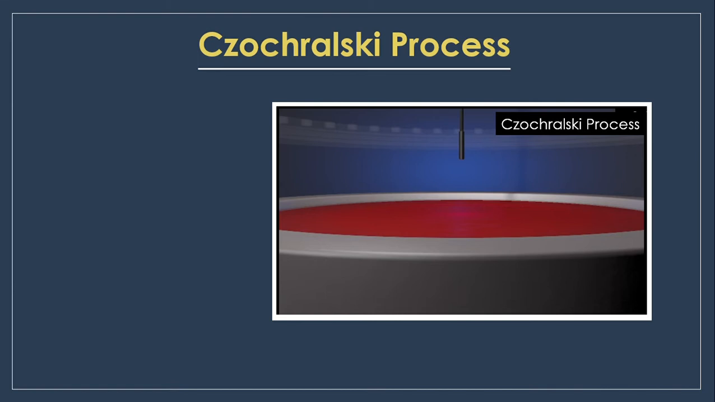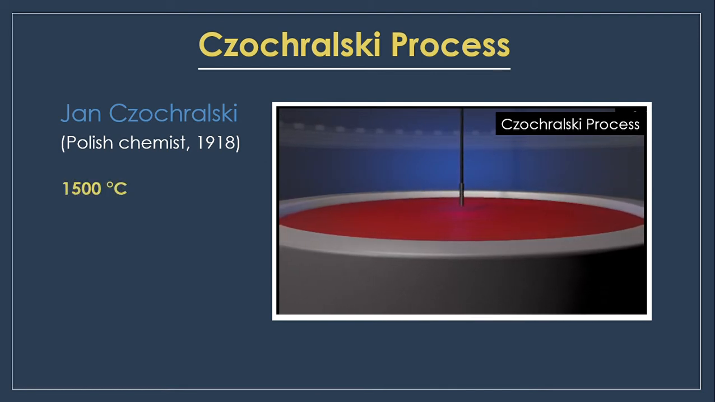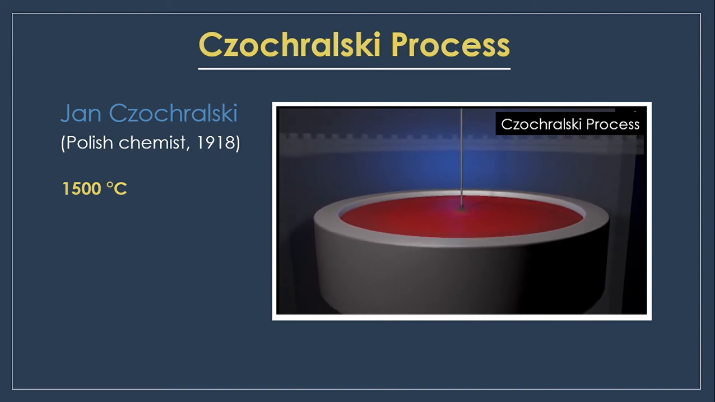Czochralski process was created by a Polish chemist, Jan Czochralski, in 1918. It is a method to grow single crystal silicon. Highly purified silicon is melted at a temperature of 1500 degrees Celsius. The seed crystal, that is mounted on a rotating shaft, is dipped into the molten silicon.